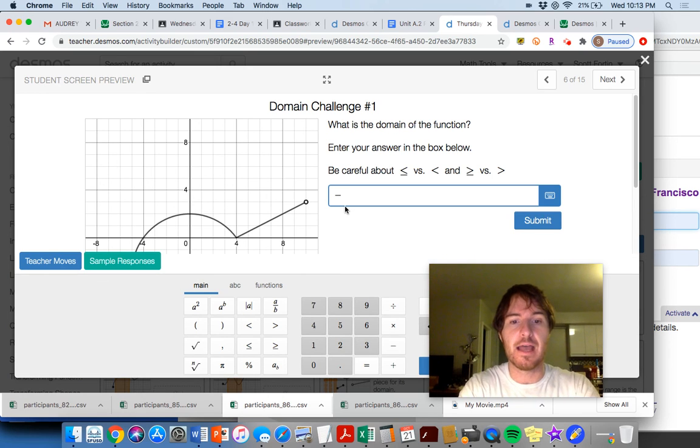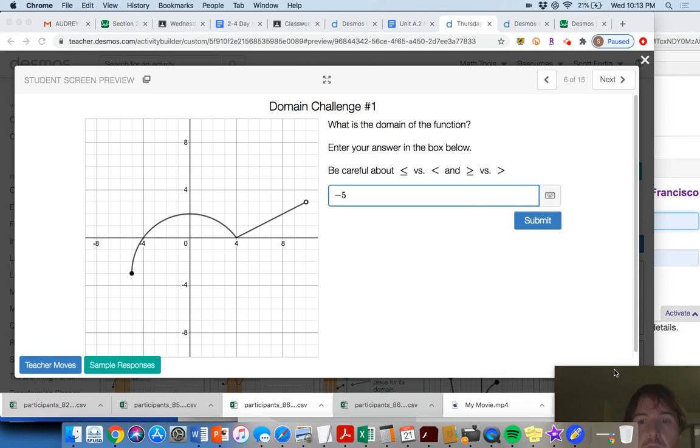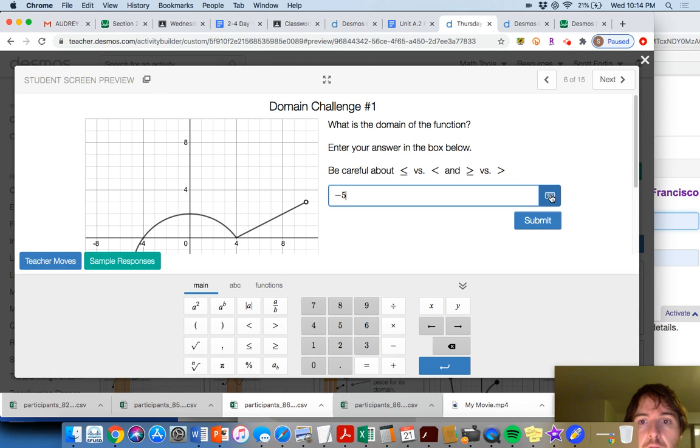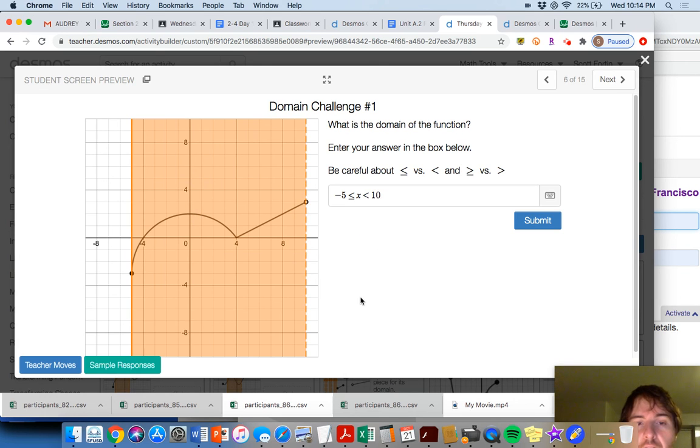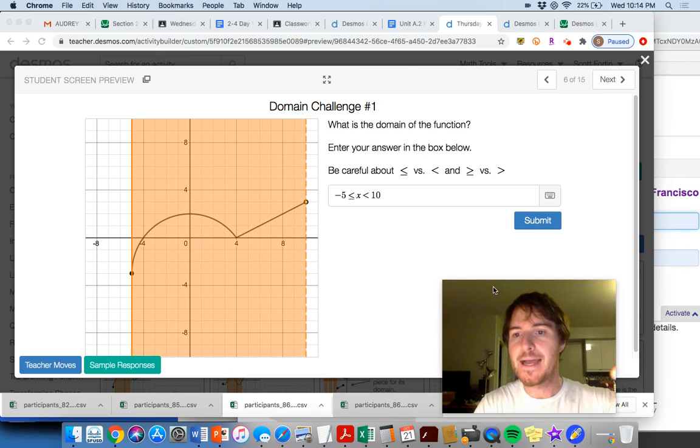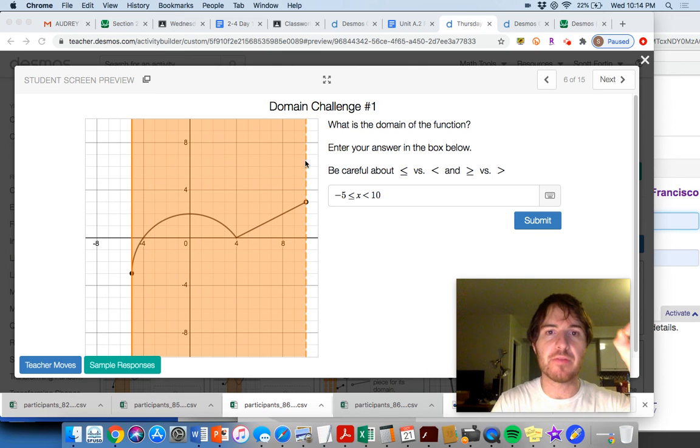So we got negative 5, and I'm going to go to this keypad right here. Negative 5 is less than or equal to x, which is less than, was it 10? Yeah, it was 10 right there. Less than 10. Check it out. I've found my domain. Yes, I feel good about this. Dashed line here, because a dashed line actually means non-inclusive as well. And then solid line here, because this is inclusive.